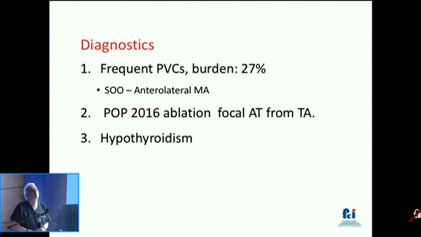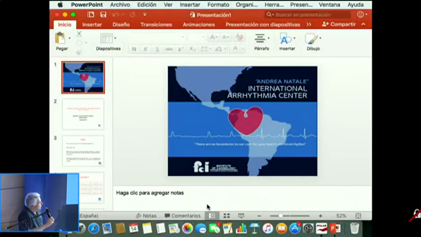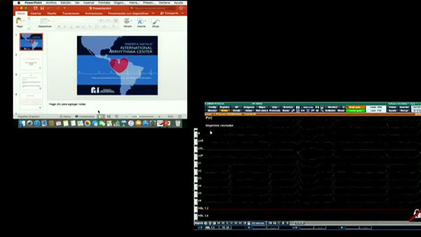The site of origin appears to be an anterolateral, basal structure in the left ventricle, and I leave you now with Dr. Garcia. Go ahead, Andrea.